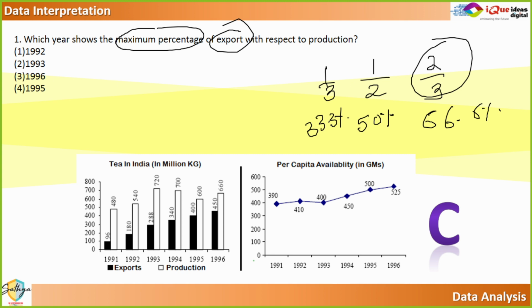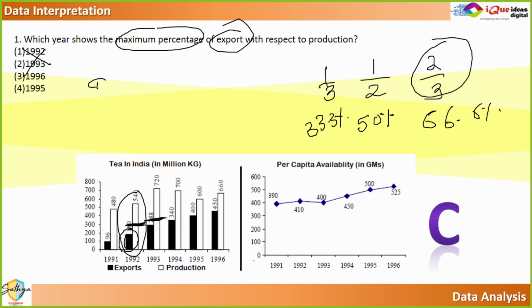So, first take a look at the data. In 92 the export, by looking at the graph, we know black is less than half. Half of the export would be here, production somewhere here, and this is even less. Similarly in 93, half of production would be here, and export is less than that. So 92 and 93 are eliminated, right?